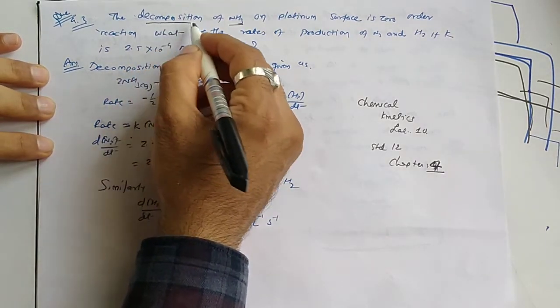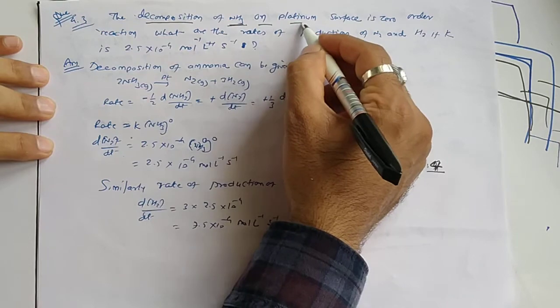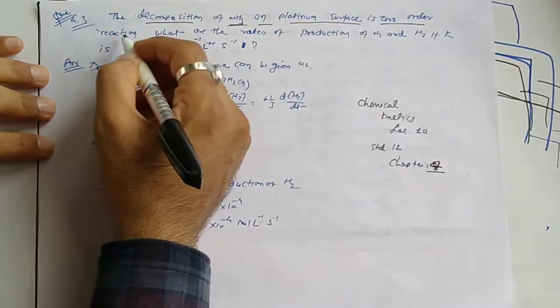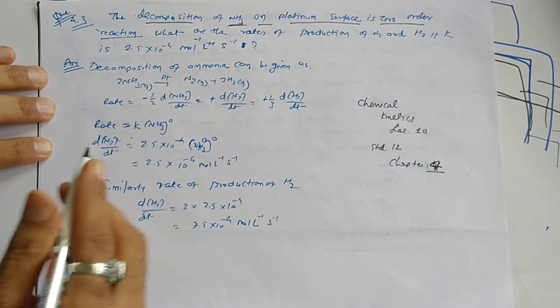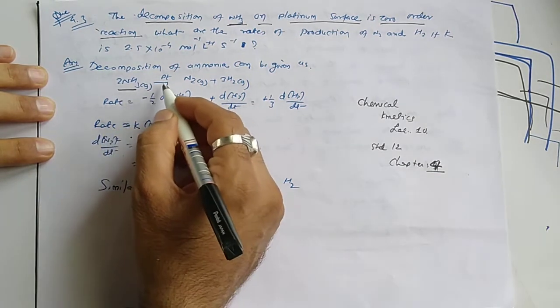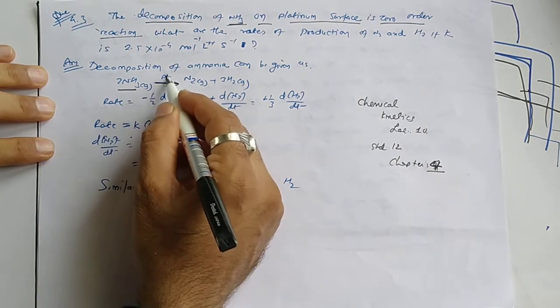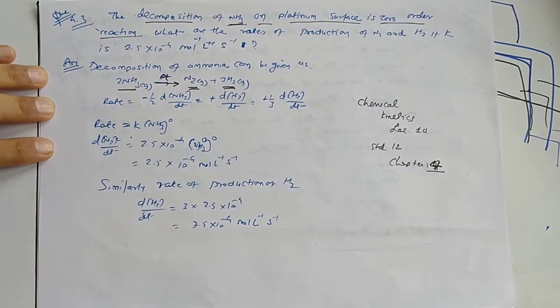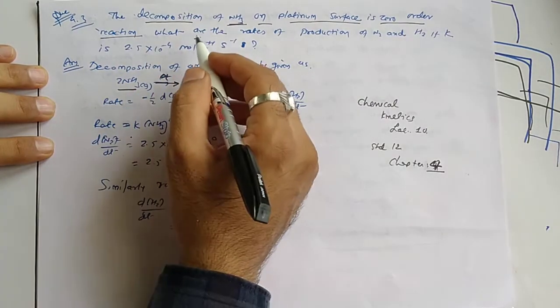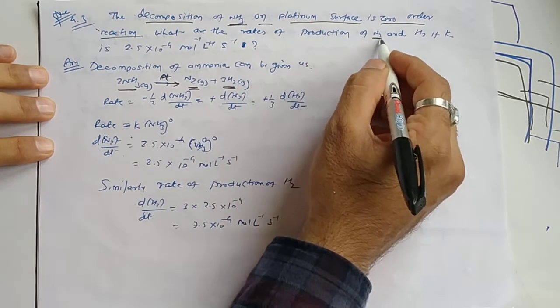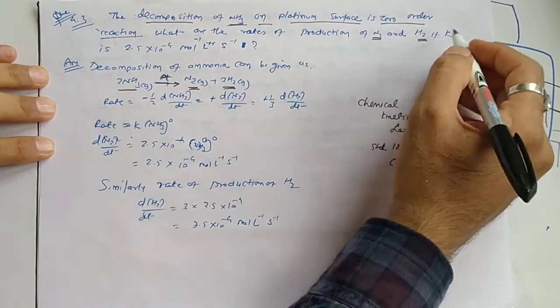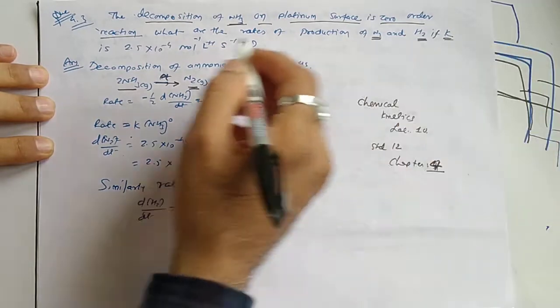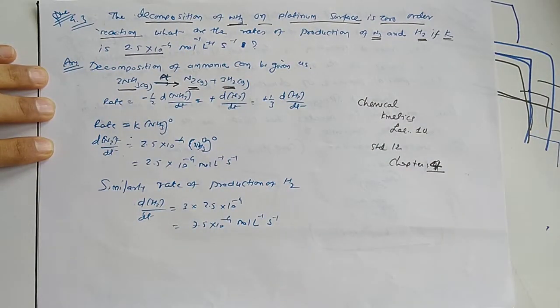The decomposition of ammonia on platinum surface is a zero order reaction. Ammonia decomposes on the surface of platinum and gives dinitrogen and dihydrogen. What are the rates of production of dinitrogen and dihydrogen, if rate constant K is 2.5 10 raised to minus 4 mole inverse liter into second inverse?